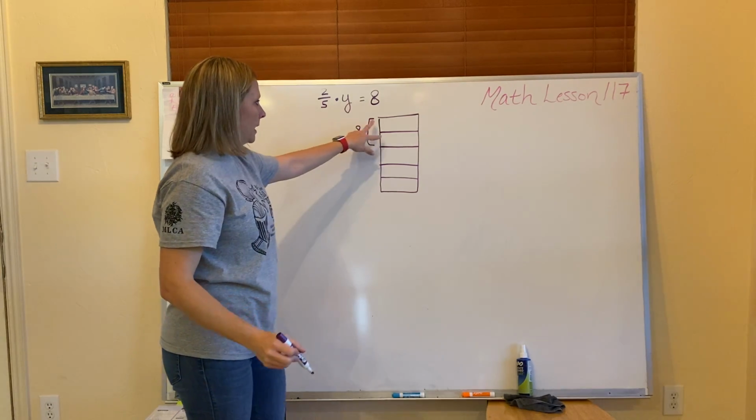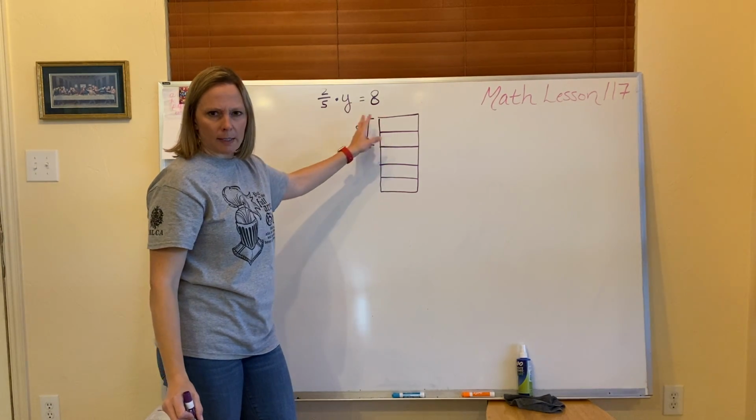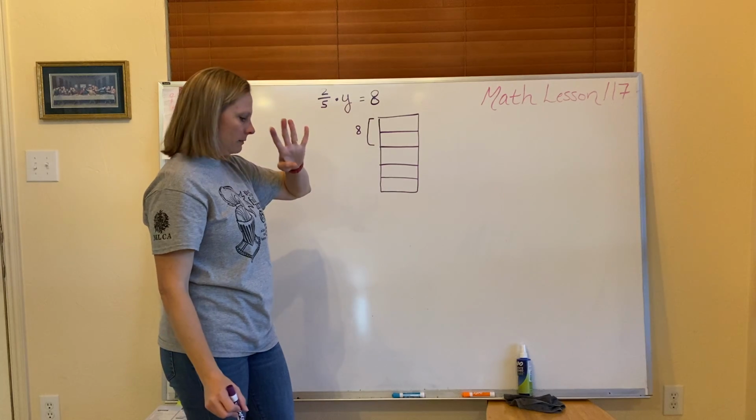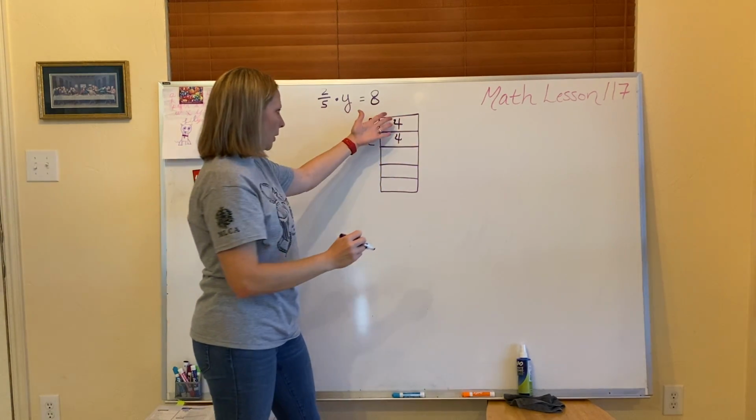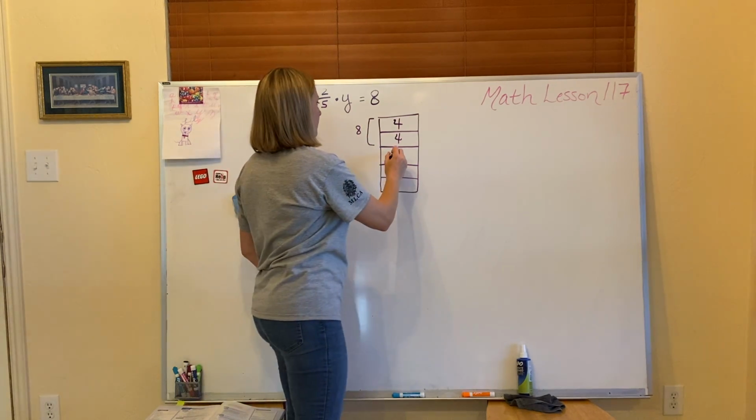So 8 needs to fit evenly into these 2 boxes. 8 divided by 2 is 4. We'll put 4 in each box. And that means 4 goes in every box.